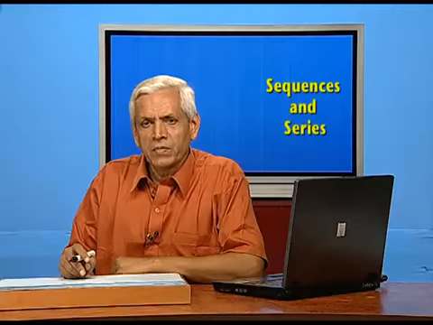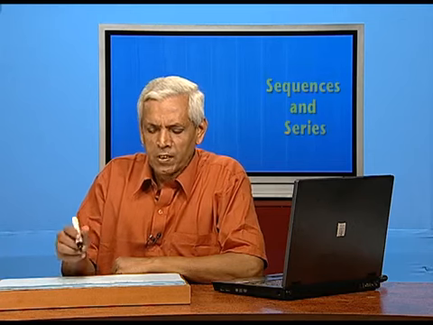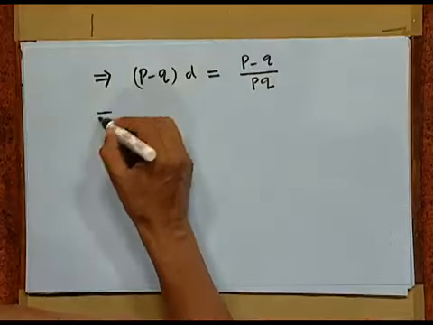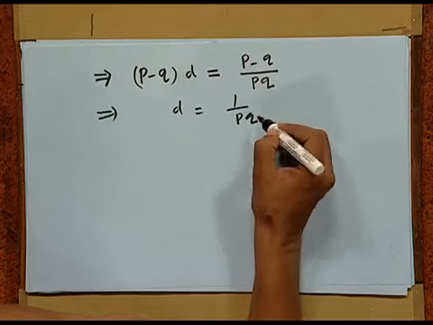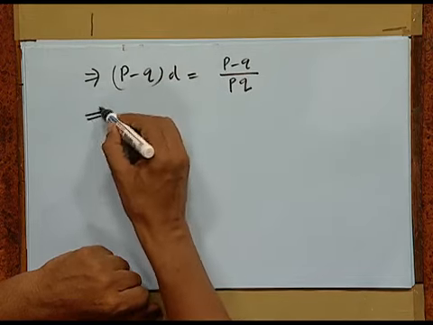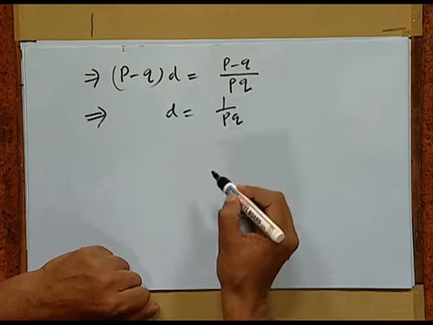Now this implies P minus Q times D equal to P minus Q upon PQ. But already we know that P is not Q, so we can safely cancel P minus Q. So we get D is equal to 1 upon PQ. This implies P minus Q times D is P minus Q upon PQ, and this gives you D is equal to 1 upon PQ. Now we have to find the value of A.